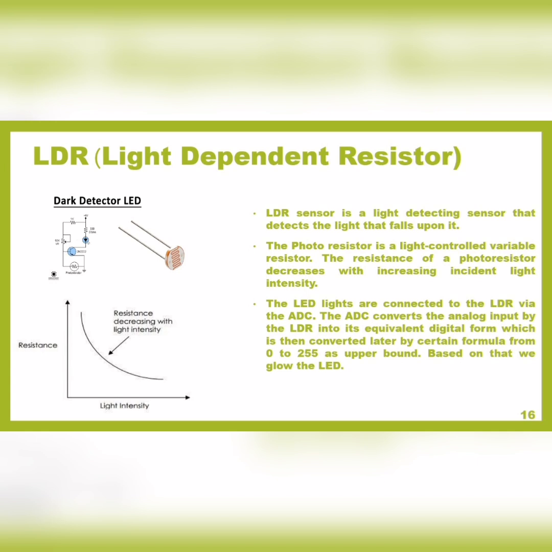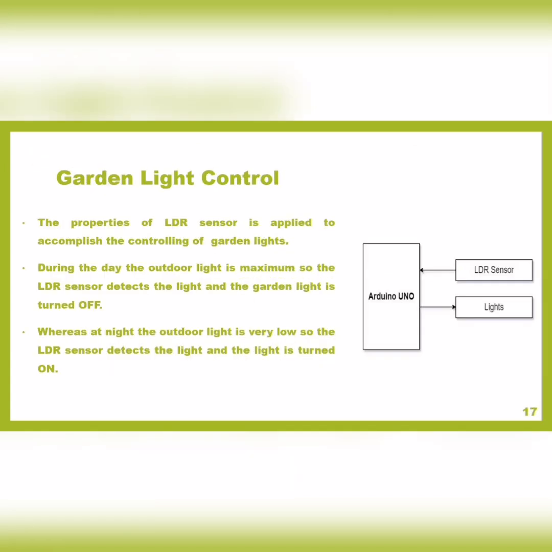Next comes garden light control. The properties of the LDR sensor are applied to accomplish the controlling of garden lights. During the day, the outdoor light is maximum, so the LDR sensor detects the light and the garden light is turned off. Whereas at night, the outdoor light is very low, so the LDR sensor detects that and the light is turned on.